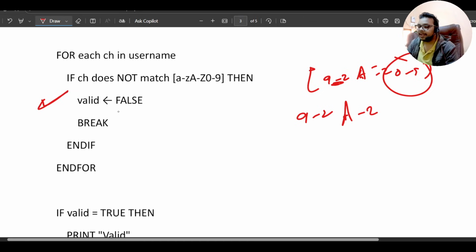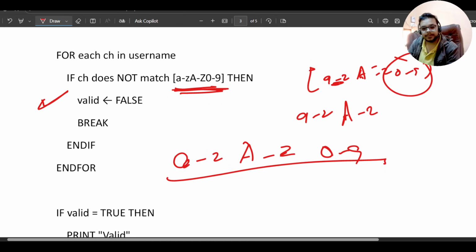Okay, so if anything is coming which is not matching with this pattern, what is this pattern? This pattern means it is allowing all the characters between small a to z, capital A to Z, and 0 to 9. Okay, only allowing these characters, then it is true. And if it is not falling in this, then the value of valid will be false.